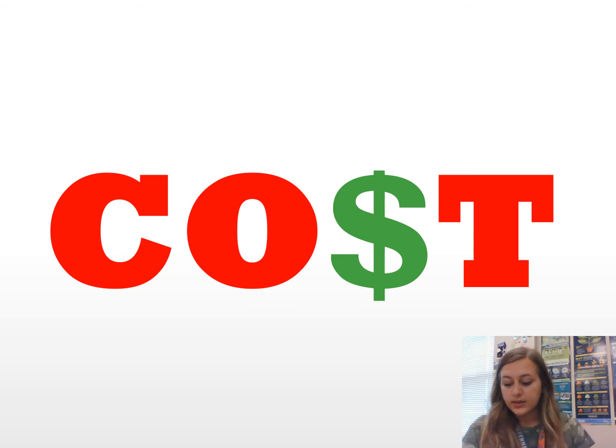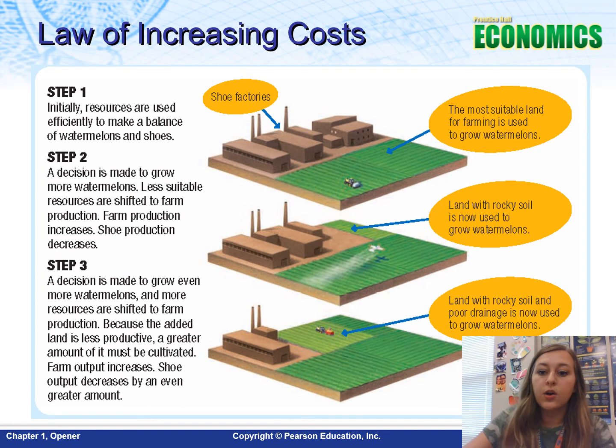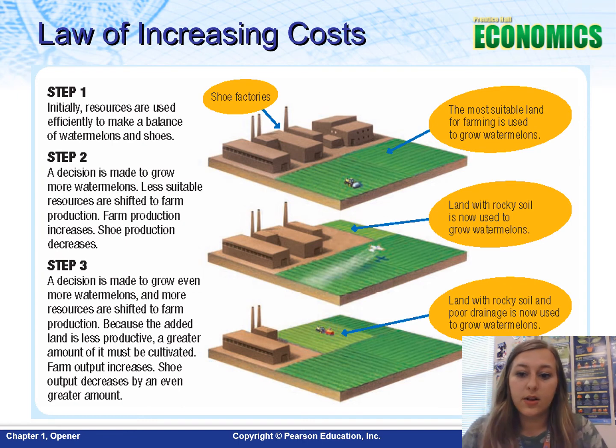So for cost, the production possibilities curve can be used to determine the opportunity costs involved in making an economic decision. Costs increase as production shifts from making one item to another. This is called the law of increasing costs. Briefly here, we're going to take a look at the law of increasing costs. I think this is most easily explained through an example.